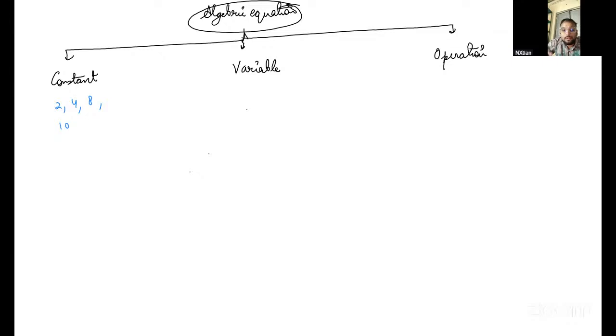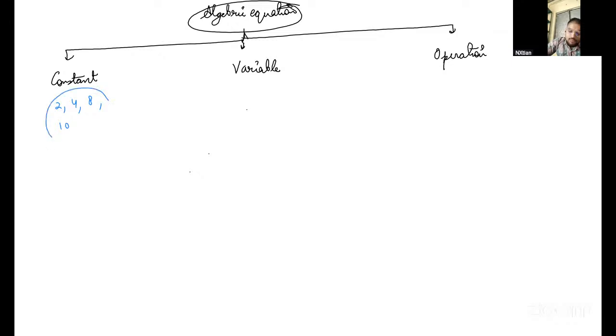Even if you go near to Australia, it will be 4 and 4. So the numbers which are basically called constants, their value will not change. If you go to Nepal and say please give me 10 chocolates, they will not give you 8 chocolates. 10 is 10. This is called a constant.